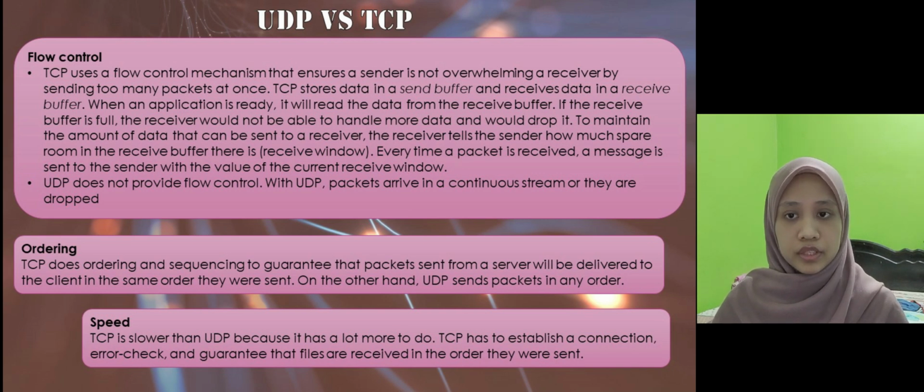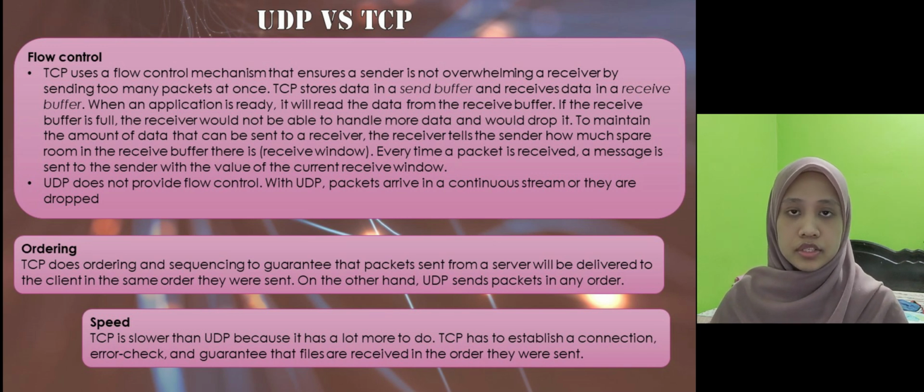Okay, so to maintain the amount of data that can be sent to a receiver, the receiver tells the sender how much spare room in the receive buffer there is, which is the receive window. Every time a packet is received, a message is sent to the sender with the value of the current receive window. So UDP does not provide flow control. With UDP, packets arrive in a continuous stream or they are dropped.